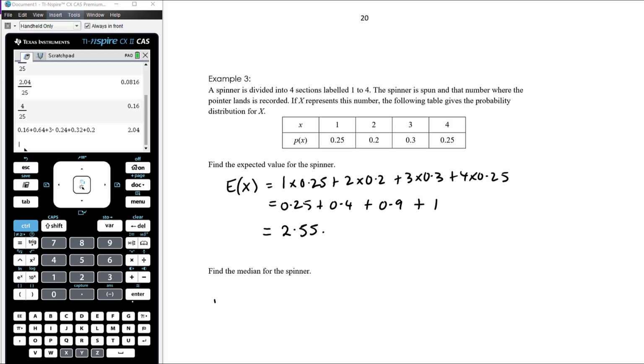Find the median for the spinner. So we add up the probabilities. So far we've got 0.25. And then adding on 0.2, this is now 0.45, so we're not quite at 0.5. This will be 0.75, so the median has to sit somewhere in this category. So the median will be 3.